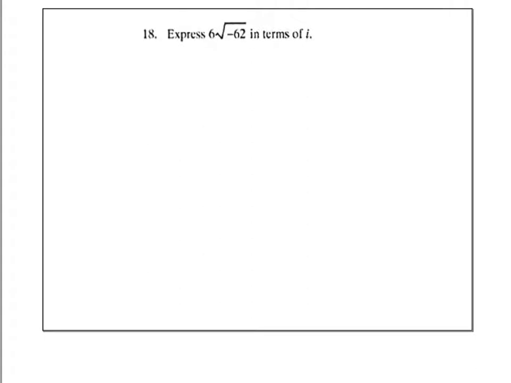So here we have 6 radical negative 62, and they ask us to put it in terms of i. Well, keep in mind this one has something outside the radical, so whatever we put outside, we're going to multiply it with this 6, and the negative inside means we're going to have the letter i. So right away I can change this problem to 6i times the square root of 62, and now I'm going to break the 62 apart.